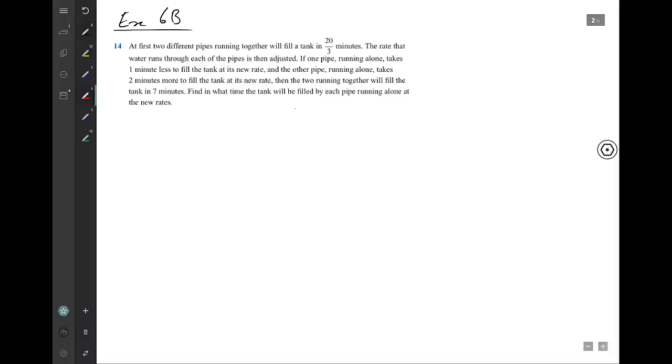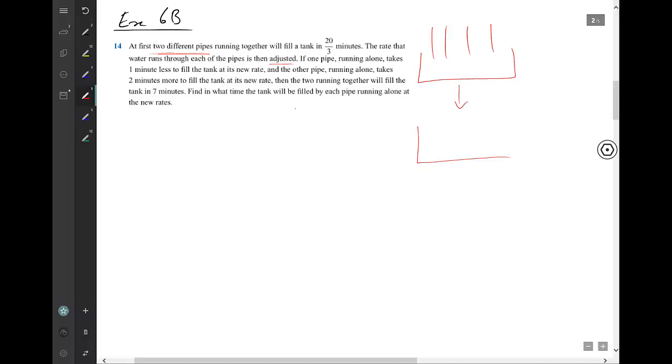So we have initially two different pipes that are running together into a tank. Some type of pipe going into a tank. And then we have the fact that they are adjusted. Okay, so they're changed. So from there, we end up with a new kind of pipe system. So maybe that one got a bit narrower, maybe that one got a bit wider, we don't know. But essentially we have two different diagrams going on because there was an adjustment in terms of the rates.